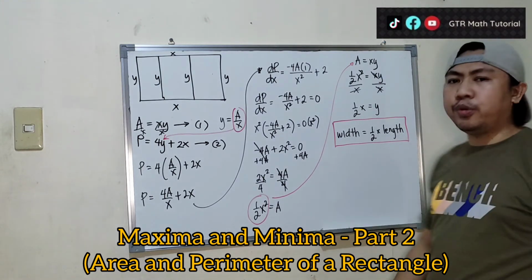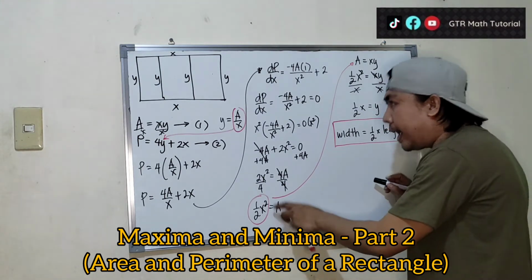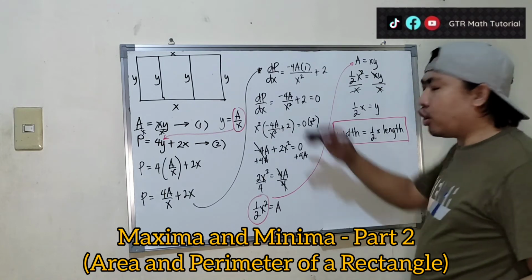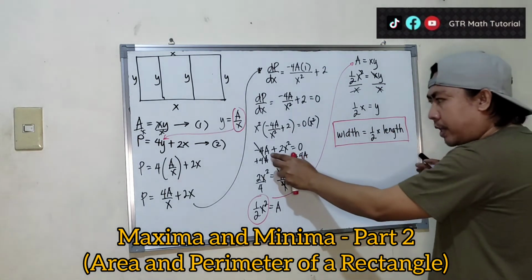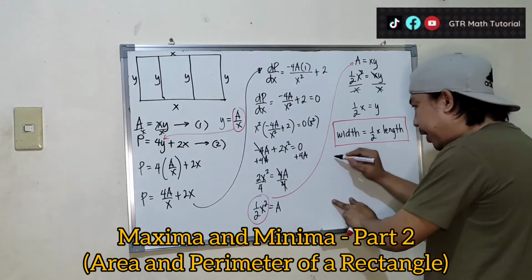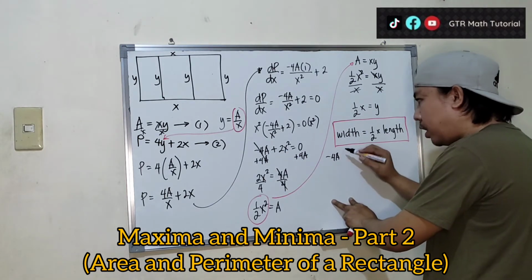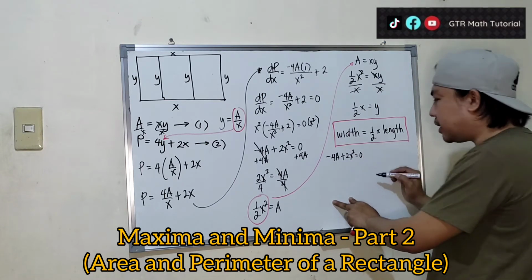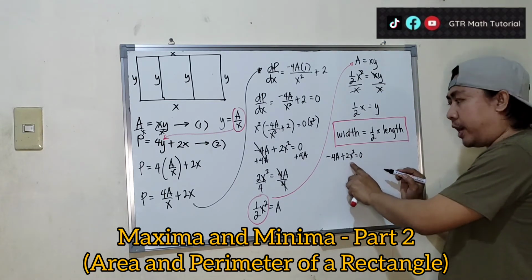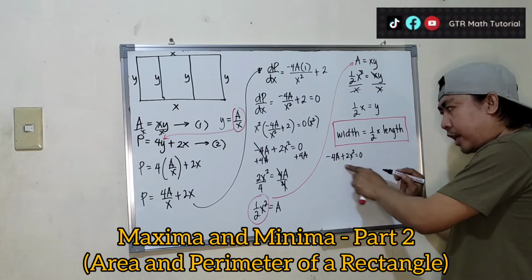So let's try if we're going to solve for x and y, then we compare the x and y if we have the same answer. So from this equation, we have negative 4a plus 2x squared equals 0. So let's try to solve for x squared. So add 4a to both sides.